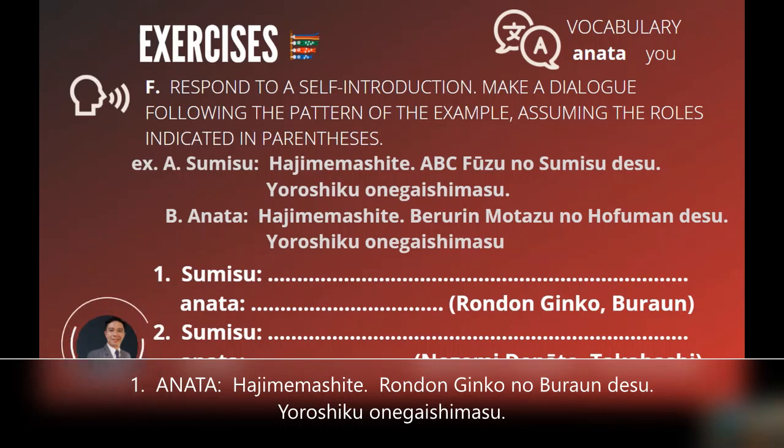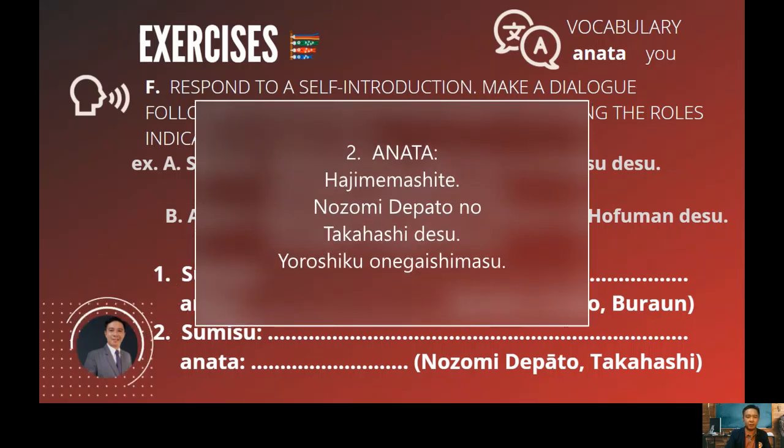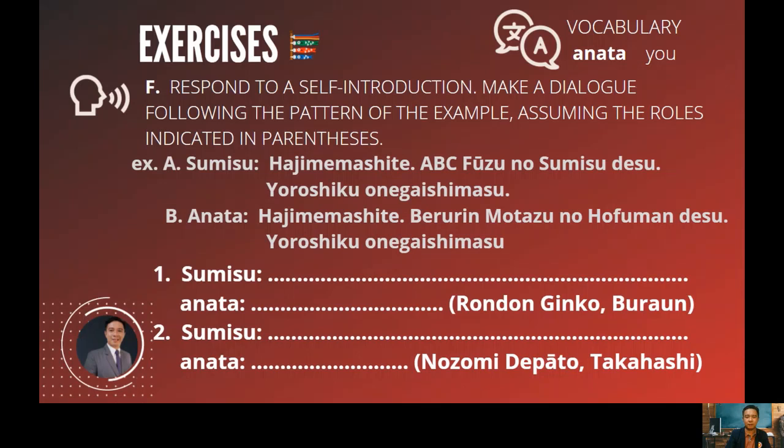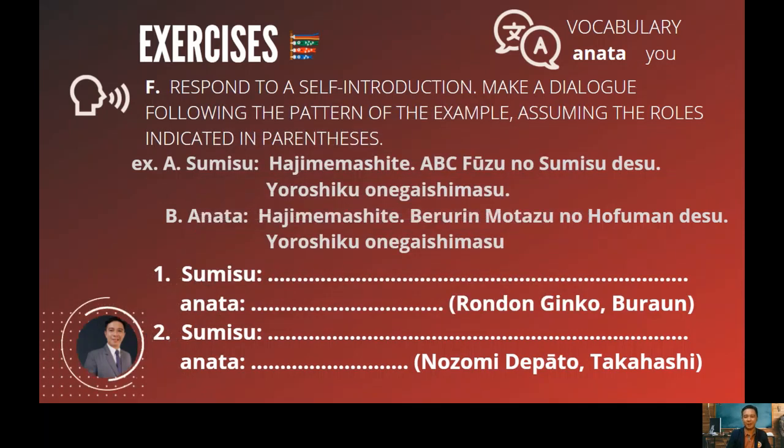はじめまして。ロンドン銀行のブラウンです。よろしくお願いします。For number two. はじめまして。ABC フーズのスミスです。よろしくお願いします。あなた。はじめまして。ノゾモデパートの高橋です。よろしくお願いします。皆さん、わかりますか？Do you have questions? Do you understand?